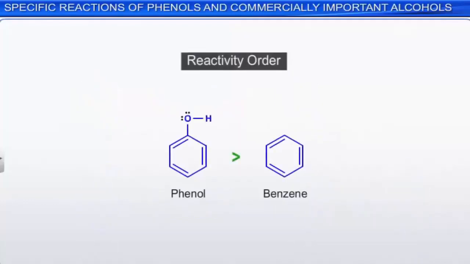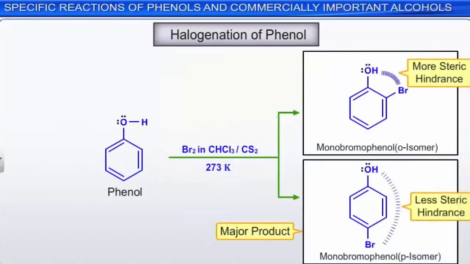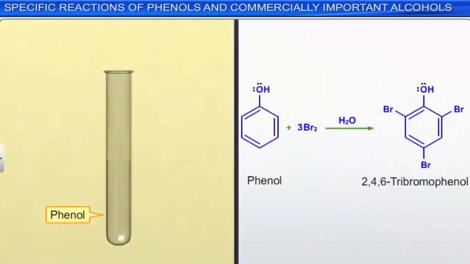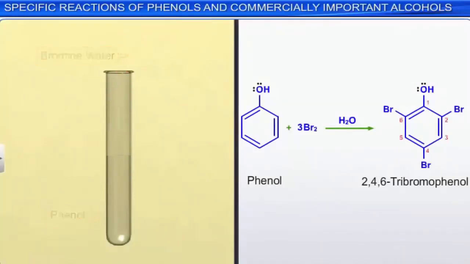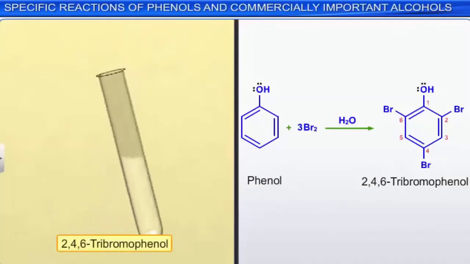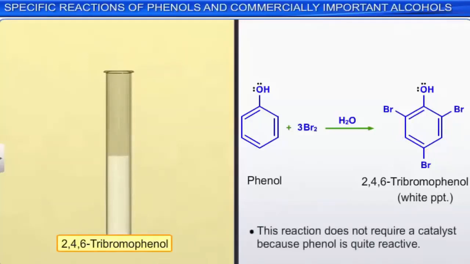Both ortho and para isomers form, but the para isomer is the major product due to the steric hindrance at the ortho position. Alternatively, if you treat phenol with bromine water, 2,4,6-tribromophenol is produced as a white precipitate. The equation is shown here. Again, this reaction does not require a catalyst because phenol is quite reactive.